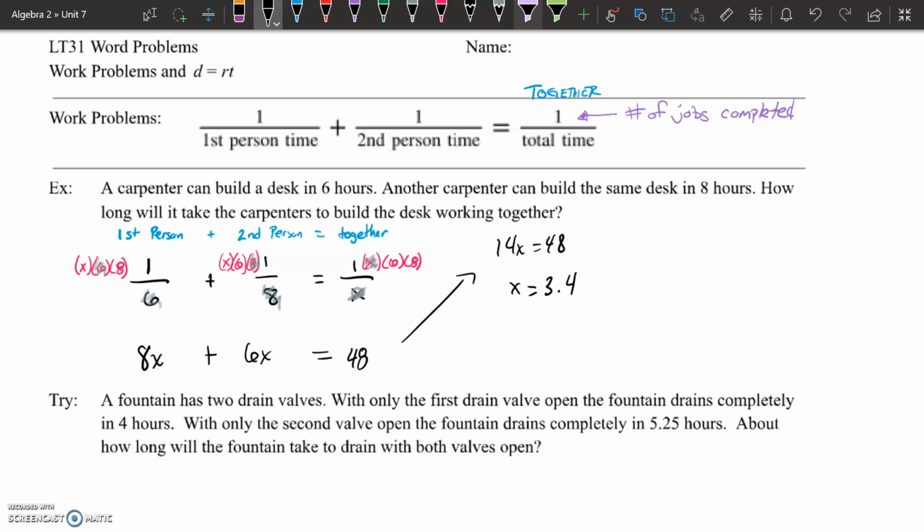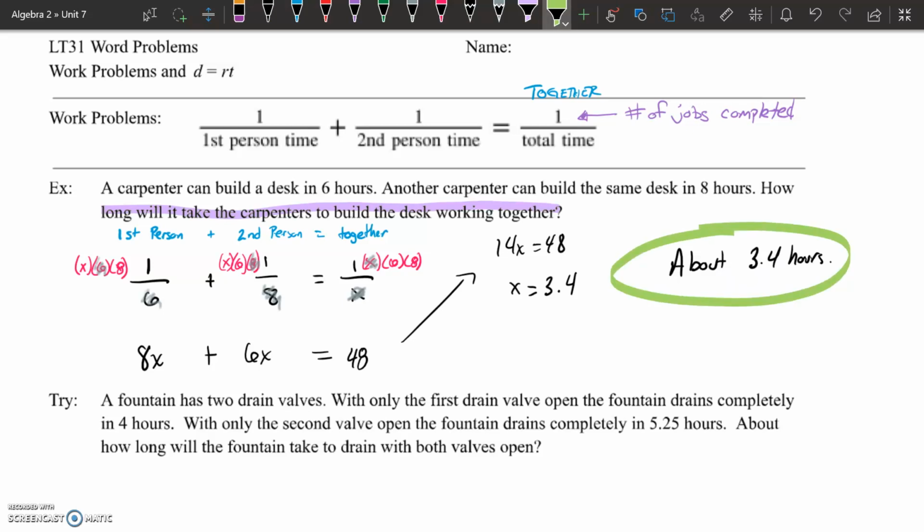And when it's asking our initial or our final question, how long will it take to build the desks together? 3.4 is representing the denominator. That's the total time. It's going to take about 3.4 hours. So we want to answer a word problem with a word answer and stop there.